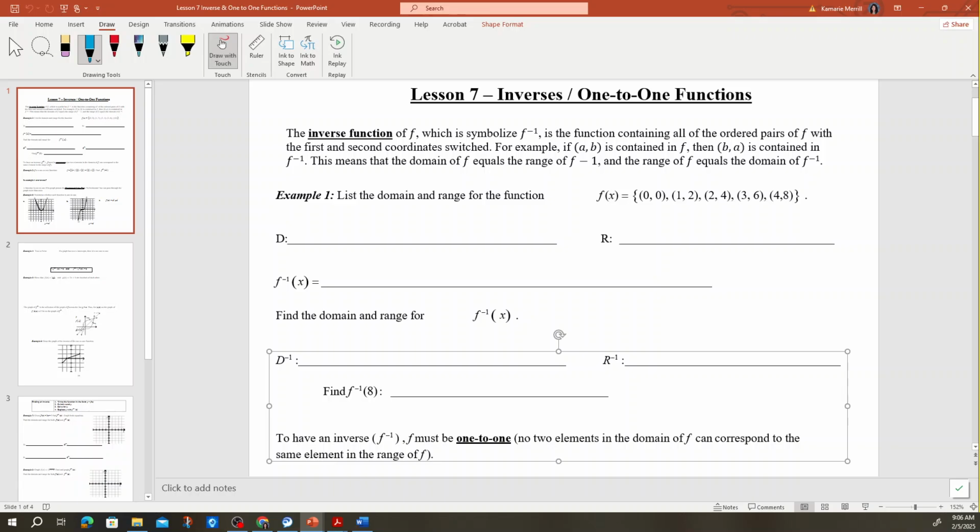So let's pretend that it's a function that contains all the ordered pairs of f with the first and second coordinates switched. For example, let's pretend on my first function f, I have a coordinate at (a, b). (b, a) is contained in f inverse. It's just swapped. Don't change signs or anything. It would just be them swapped out. Also, the domain of f equals the range of f inverse.